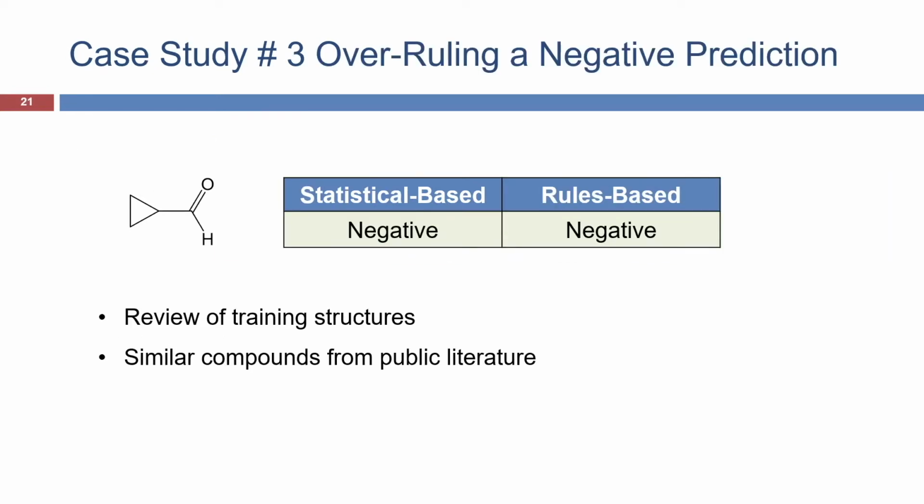Case 3 illustrates what happens whether or not you have a prediction, and in this case, according to ICH M7, you have a prediction in both QSAR methodologies. This particular compound is negative in both the statistical and the rule based, but we still like to review the training structures and look for data outside the QSAR predictions.